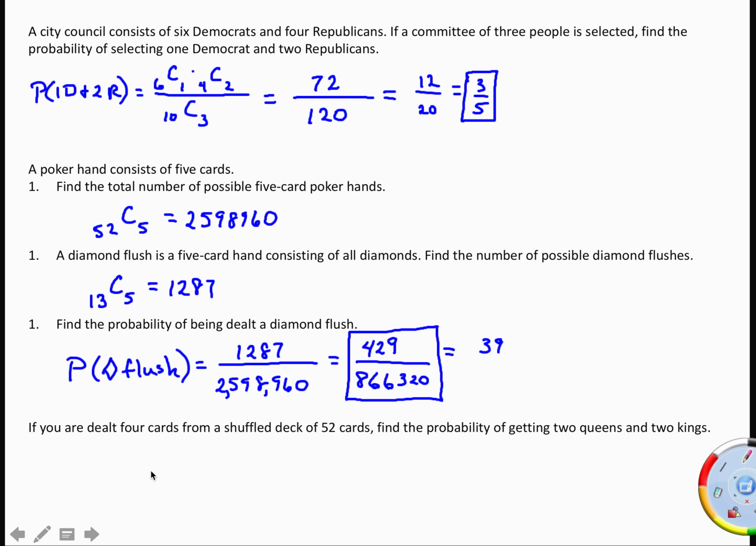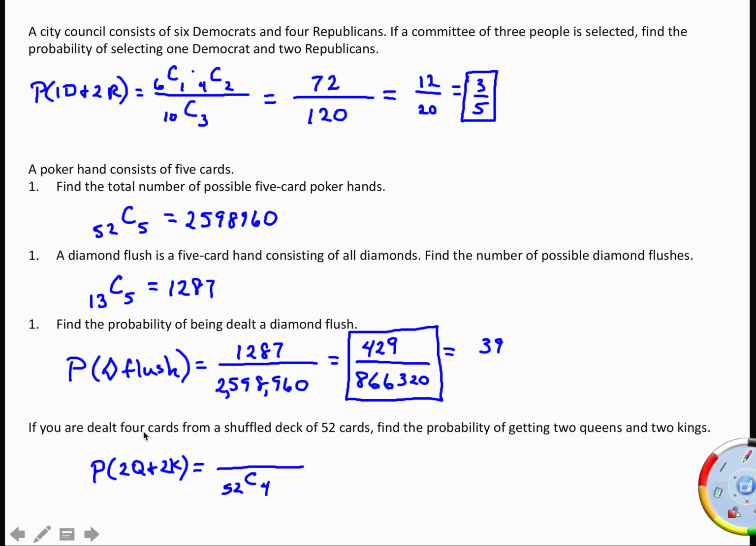Okay, if you're dealt 4 cards from a shuffled 52-card deck, find the probability of getting 2 queens and 2 kings. We just said that being dealt cards is a combination. The order you're dealt them in does not matter. You'll still have the same hand when you pick them up. Okay, so that's 52 choose 4 this time because we're dealt 4 cards.